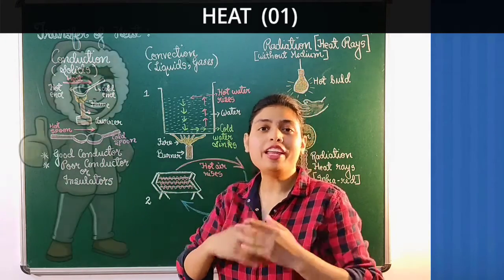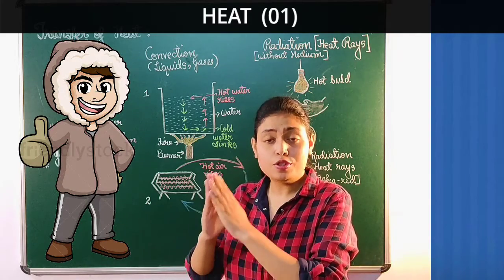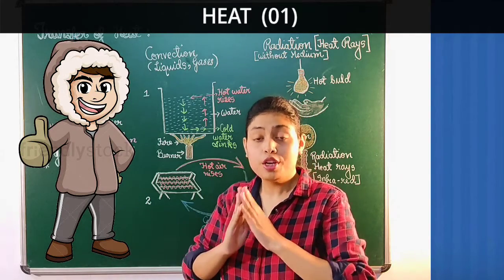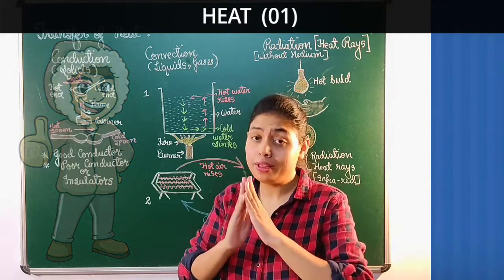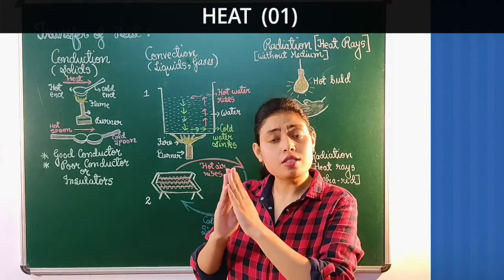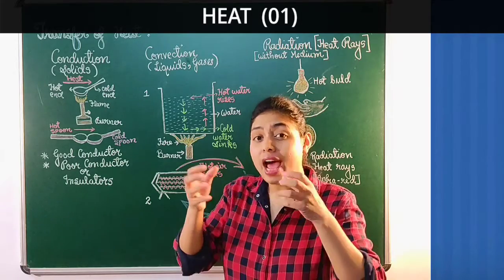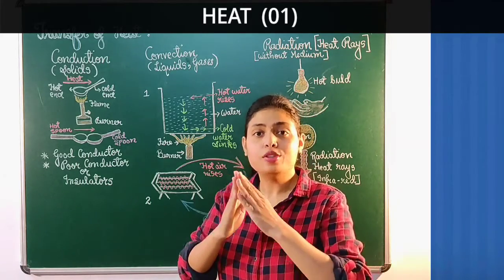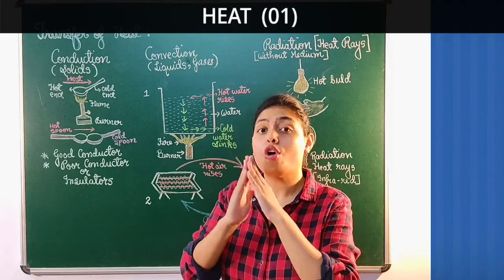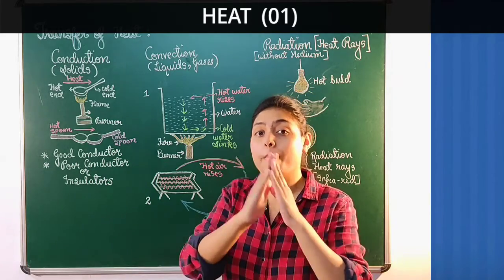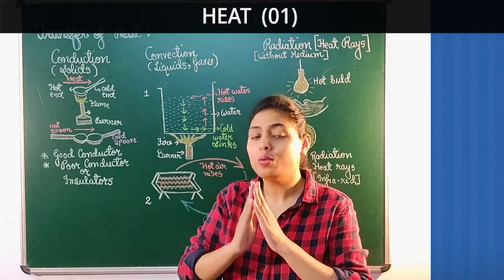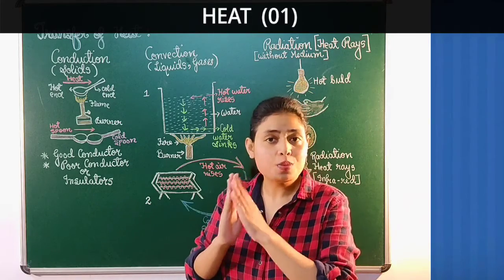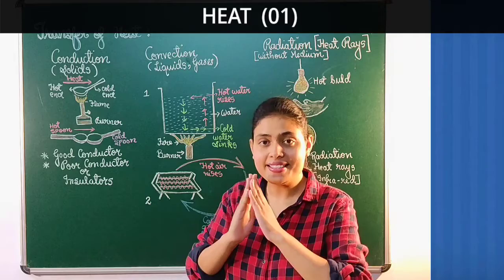Children, we wear woolen clothes in winter season to keep ourselves warm. Do you know that woolen clothes are poor conductors of heat? The woolen fibers of the woolen clothes trap the body heat and do not allow the flow of heat from our body into the cold surrounding. And this is how the woolen clothes keep us warm during winter season.